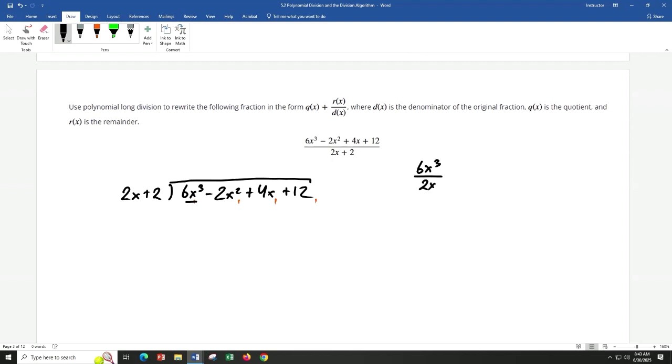I'm going to divide it by that 2x. 6 divided by 2 is 3, and that's going to leave me with x squared. The moment I do that, I'm going to write that right here, 3x squared. Now I'm going to take that 3x squared and distribute it back to that 2x and that 2. Okay? So notice whenever I do that, I get 6x cubed, and then I get what? 6x squared.